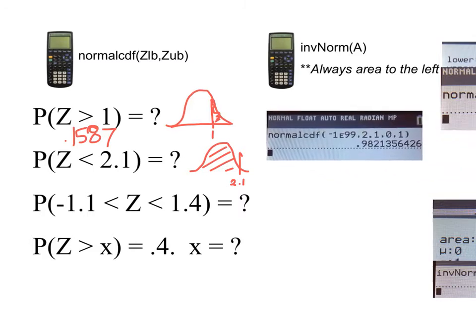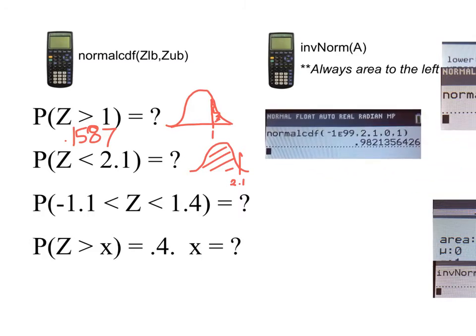So here's how I might type that into my calculator. Okay, and notice the negative. So this is -1 with 99 zeros after it. So this is a really large negative number, so really negative. And so from down here, and the upper bound is 2.1. And I left the mean and deviation. If you have the TI-83, you don't need to put that. That is just built in, that it's going to be 0 and 1. So you think there's got to be an awful lot of data down there, and there is. 0.9821, 98% of the data is below that Z statistic.